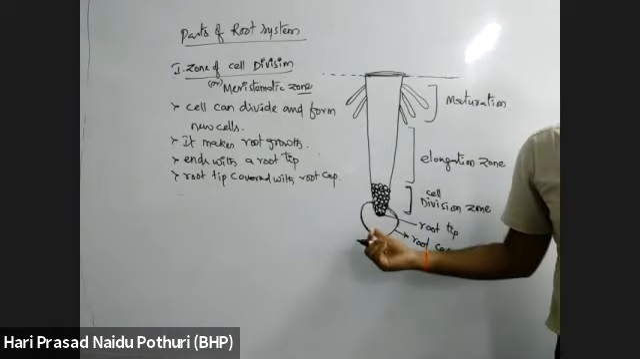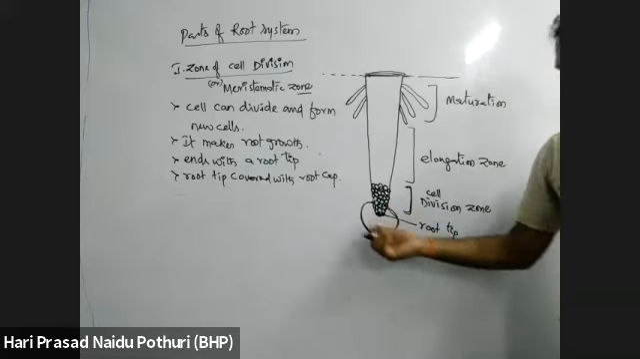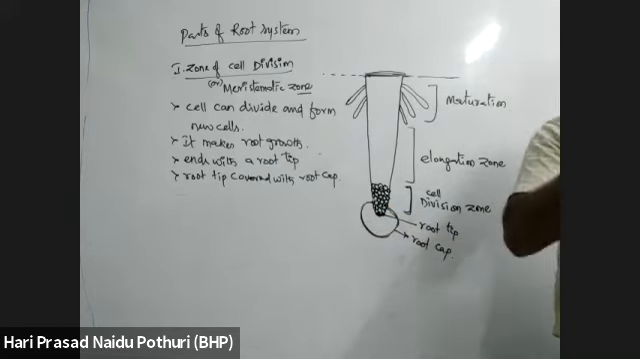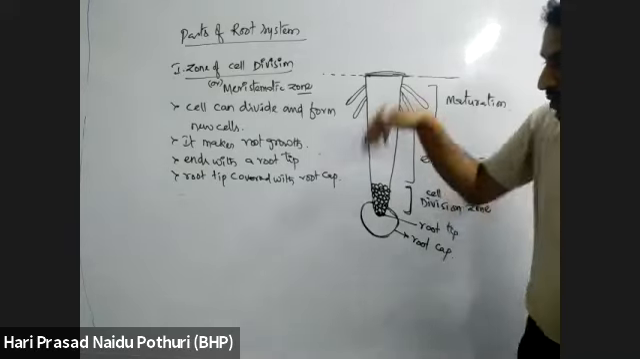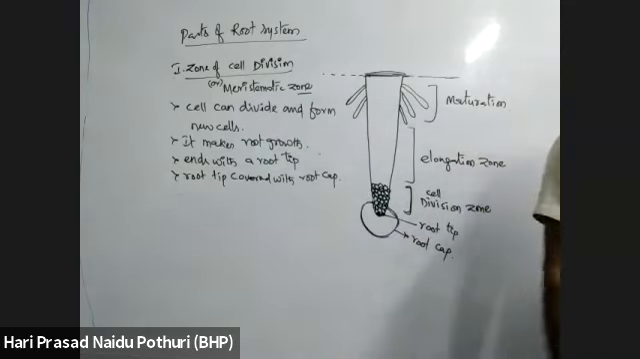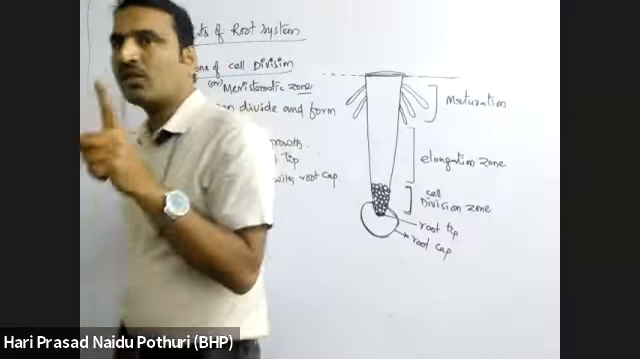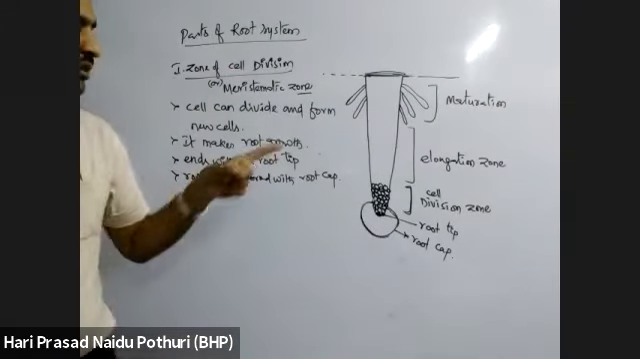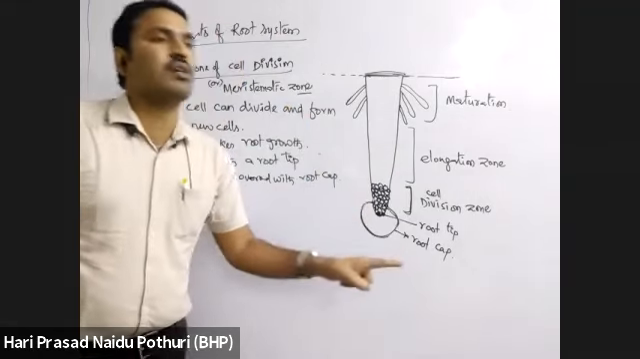Mucilage is secreted by this root cap. The mucilage combines with the soil and the soil becomes smooth. Soil becomes smooth means the root can penetrate easily into the soil. So the root cap has two functions: it protects the root tip, and it secretes mucilage for penetration of the root into the soil.